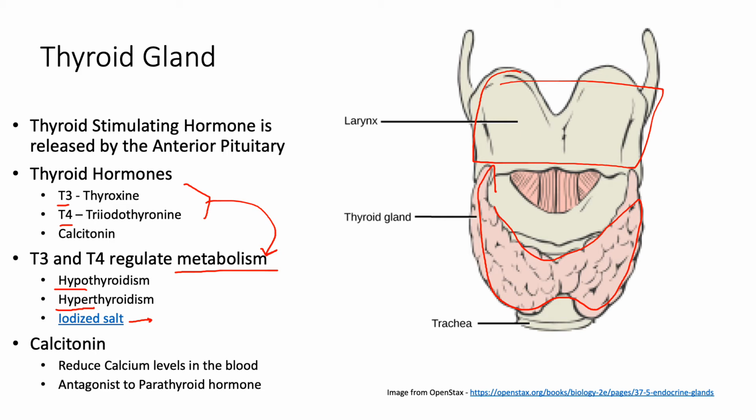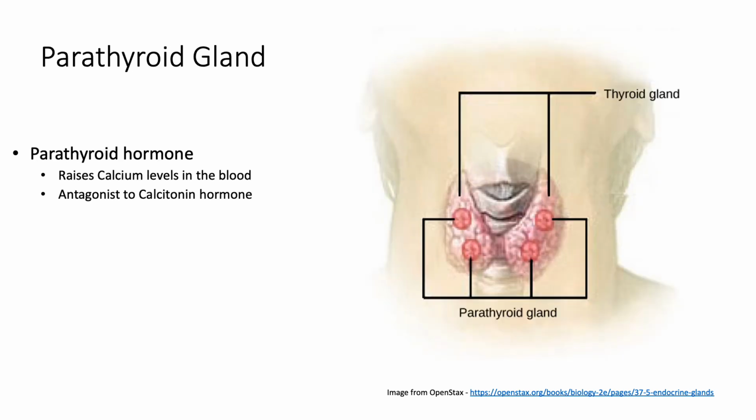called osteoclasts. Now, there is an antagonist, something that works opposite to calcitonin, called parathyroid hormone, and it increases the calcium levels in the blood. Here we see our parathyroid gland located right here on the thyroid gland. As I mentioned, it makes a hormone called parathyroid hormone. It acts opposite to calcitonin by increasing or raising calcium levels in the blood.